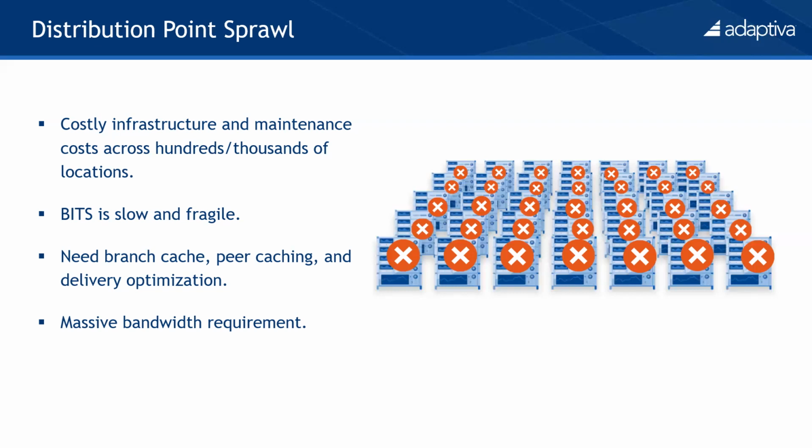And of course, there's a massive bandwidth requirement. Why? Because every machine has to pull down content. And if many of those machines are across WAN links from their distribution points, then each of those machines is pulling that full copy across.